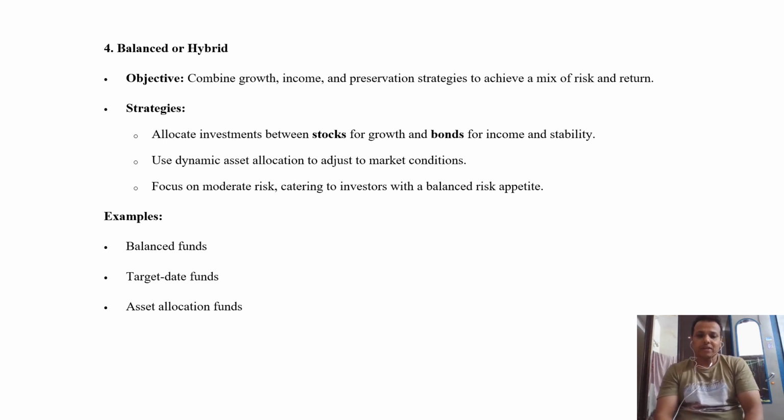Because when it comes to debt, you need to repay some kind of interest, but when it comes to equity, the dividend is given in the form of return, and for debt, you need to pay interest, which is fixed. So which is more profitable, more beneficial, and which has high risk or less risk? That is classified. So focus on the moderate risk, catering to investors with a balanced risk appetite. Examples: you have a hybrid balanced fund, target date funds, and asset allocation funds.